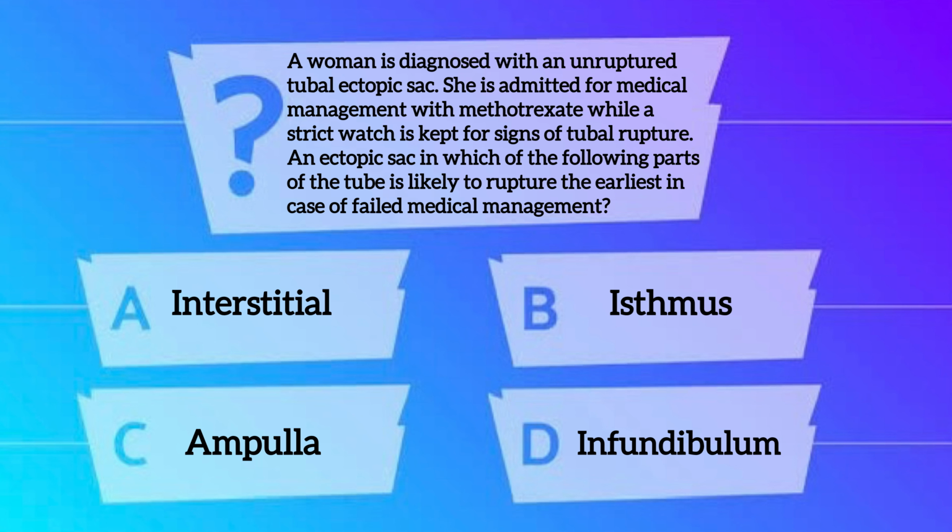A woman is diagnosed with an unruptured tubal ectopic sac. She is admitted for medical management with methotrexate while a strict watch is kept for signs of tubal rupture. An ectopic scar in which of the following parts of the tube is likely to rupture the earliest in case of failed medical management? A. Interstitial, B. Isthmus, C. Ampulla, and D. Infundibulum. Well, yes, the right answer is B.